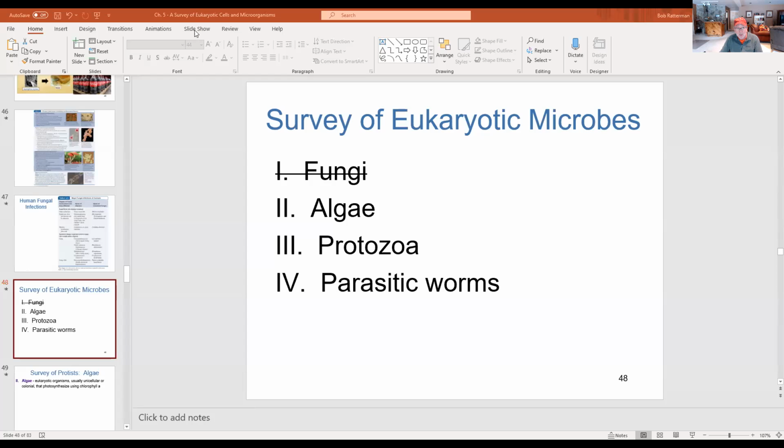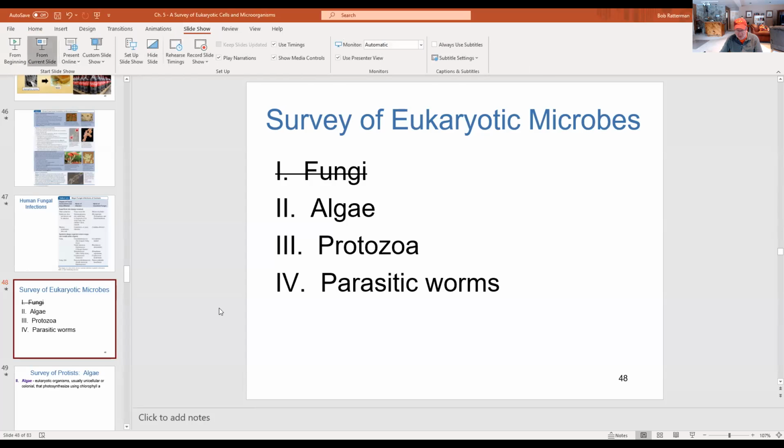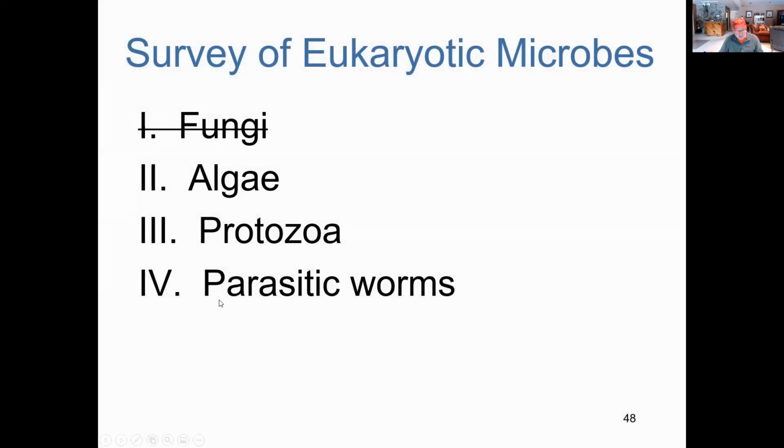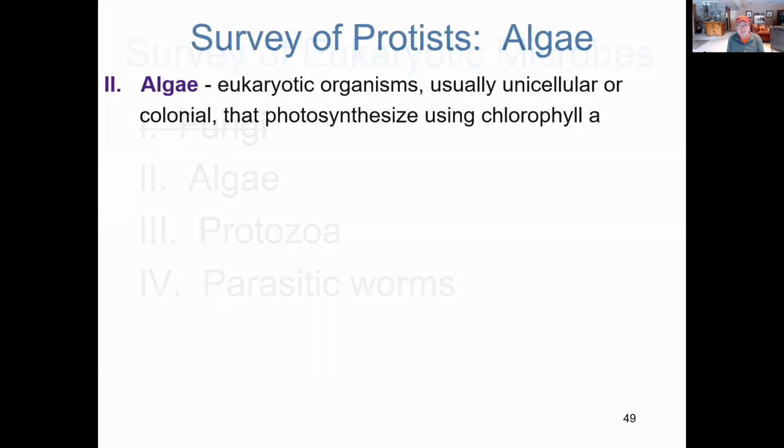Okay, we're going to wrap up chapter 5. We spent the previous lecture talking about some characteristics of eukaryotic cells, the organelles and so forth, and also got into the first of the 4 major groups, which of course were the fungi. So we're done with fungi. We have left to talk about algae, protozoa, and some interesting worms, parasitic worms.